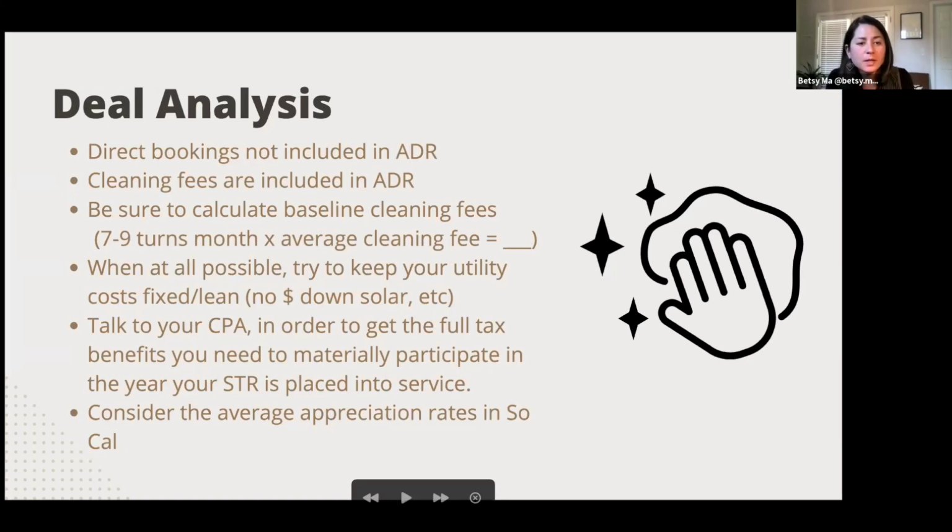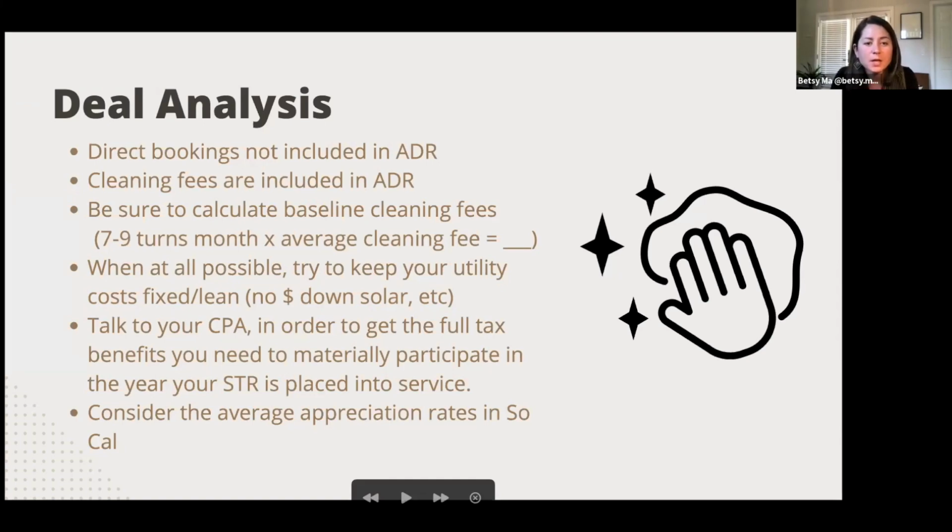And then, look at other ways that you can keep your utility costs fixed and lean. Especially in areas where you're running your AC a lot, is there a program that you can look into, like a lease solar program where you put no money down? That will keep your electricity bill lean so that more of that can be your take home.